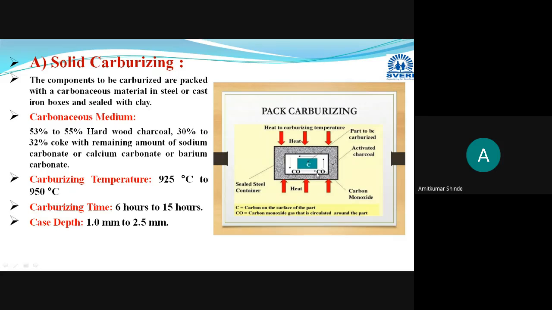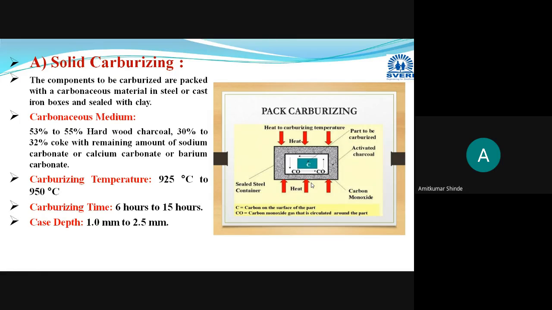First we take the component, place it in the carbonaceous medium, and together the carbonaceous medium and the component are packed in a container made of steel. This is the outer container. It is made of steel or cast iron. This container is then placed in the furnace and heated.